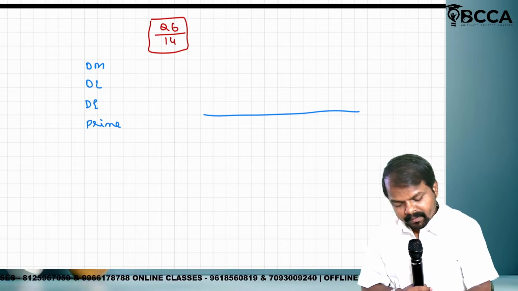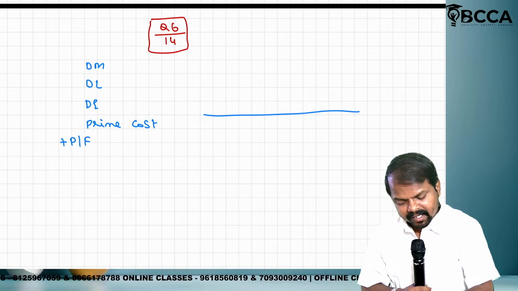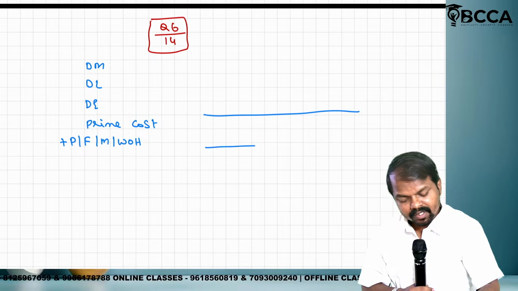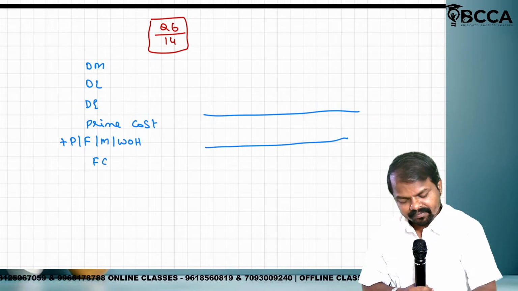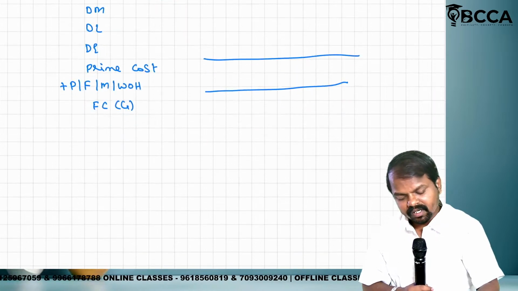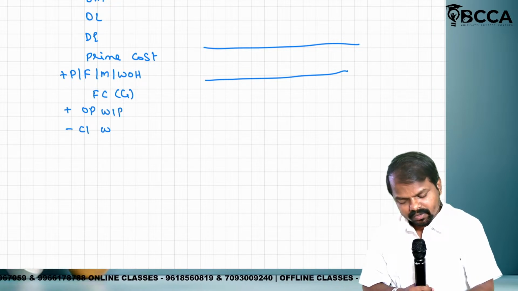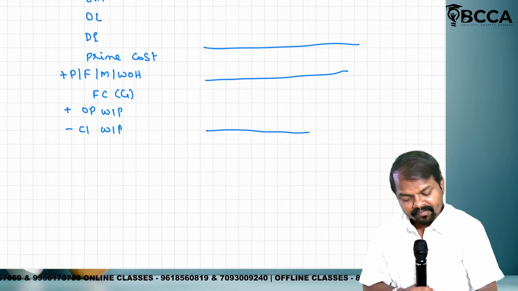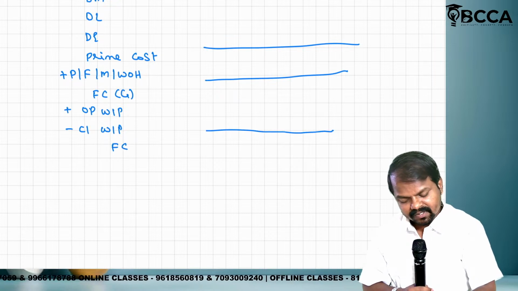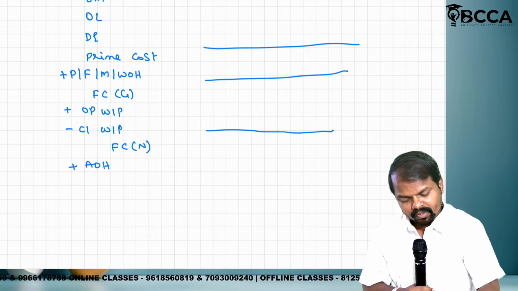Prime cost plus PFMWOH. Result shall be referred to as factory cost gross, plus opening stock of WIP, minus closing stock of WIP. Result shall be referred to as factory cost net, plus AOH.